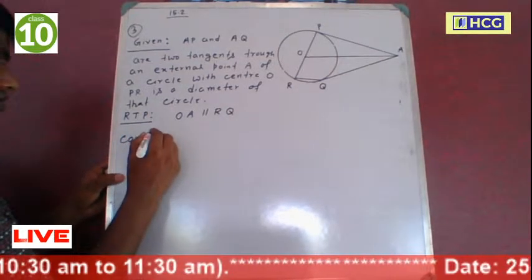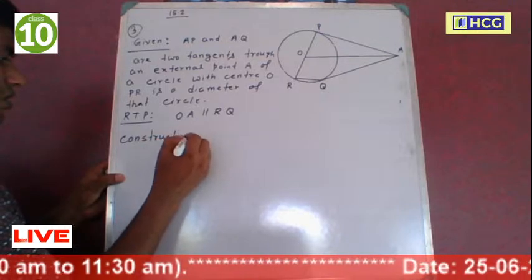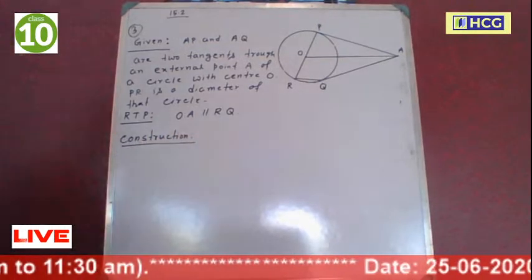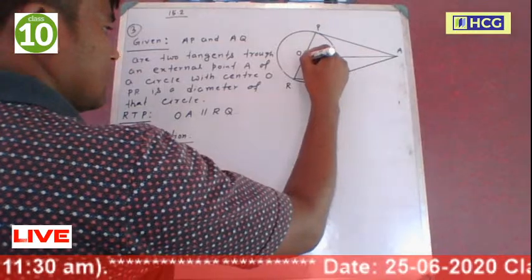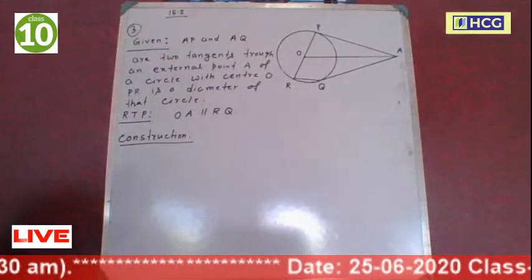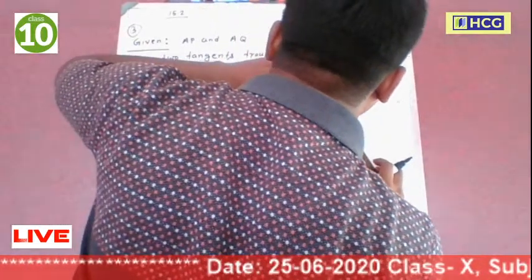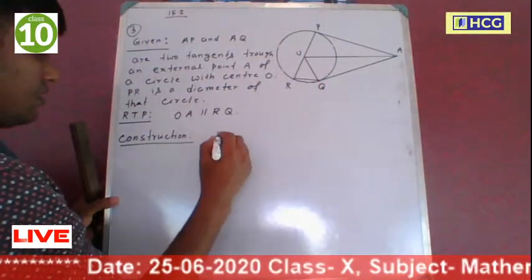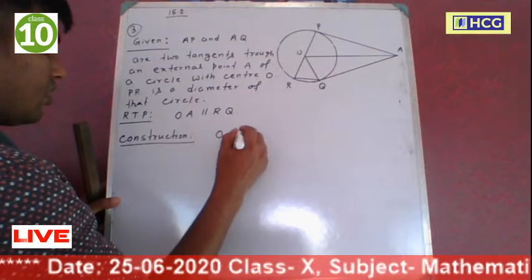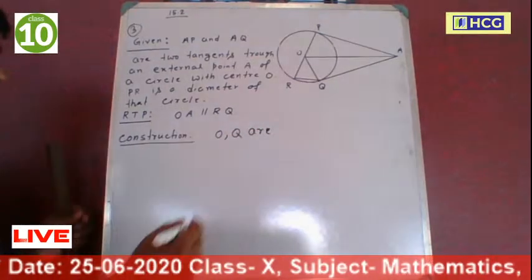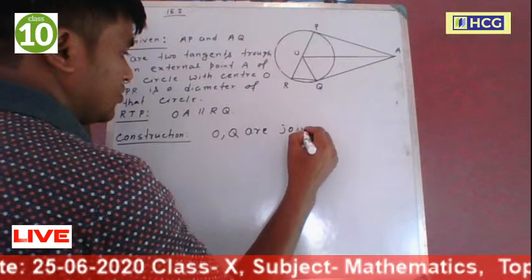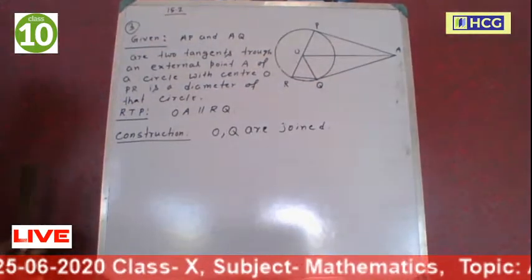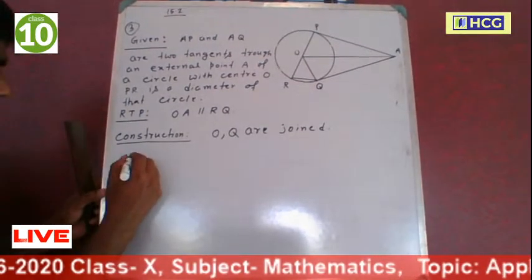Now construction. Now we draw a line segment OQ. Join O and Q, and join Q and R. OQ and QR are joined. Now the proof of the application.